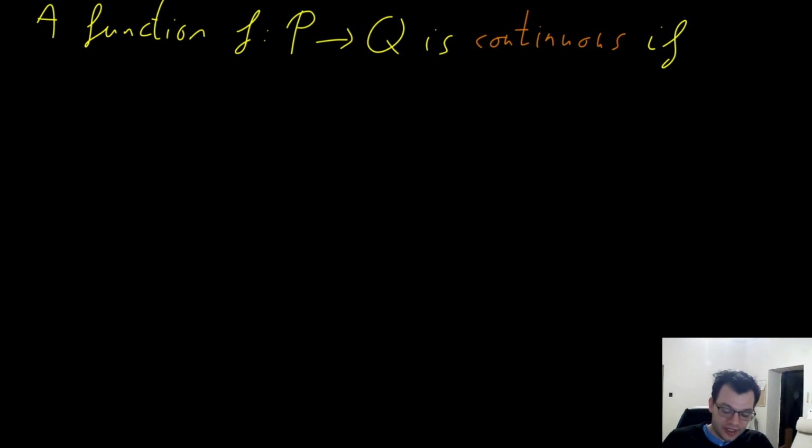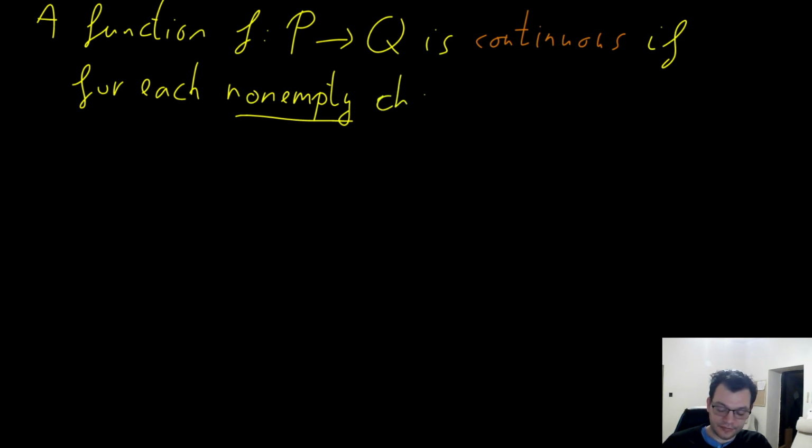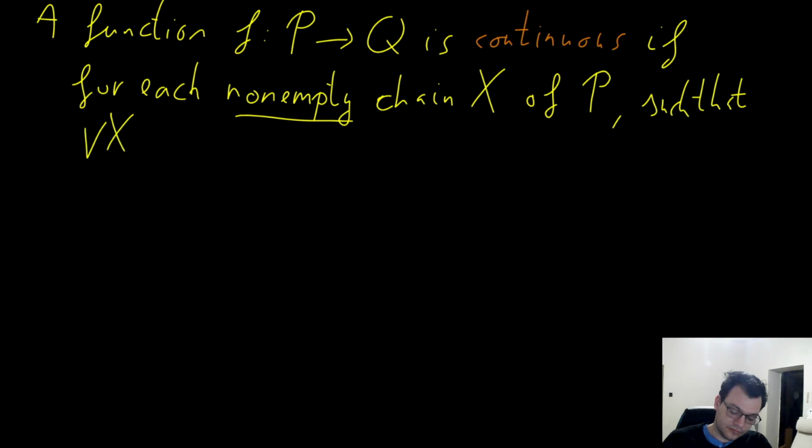if for each non-empty chain x of P, such that the supremum of x exists, here non-empty is important, non-empty chain x of P such that the supremum of x exists. Basically this is almost the same thing as a convergent sequence in real analysis.